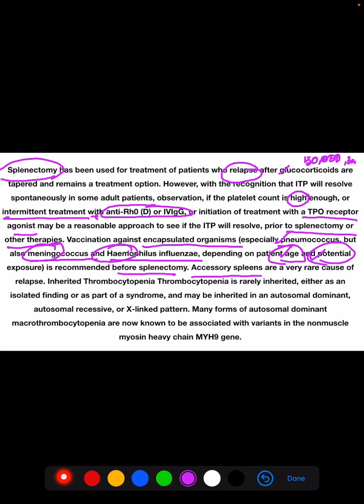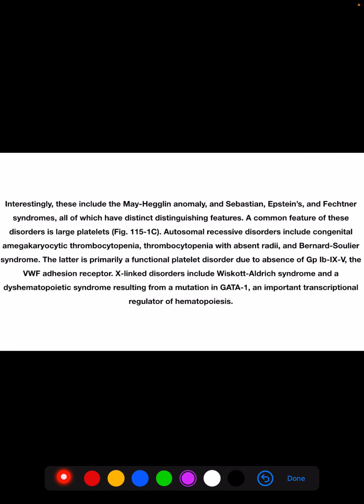And accessory spleens are a very rare cause of relapse. And inherited thrombocytopenia, okay, so this is different. So that is about the ITP.